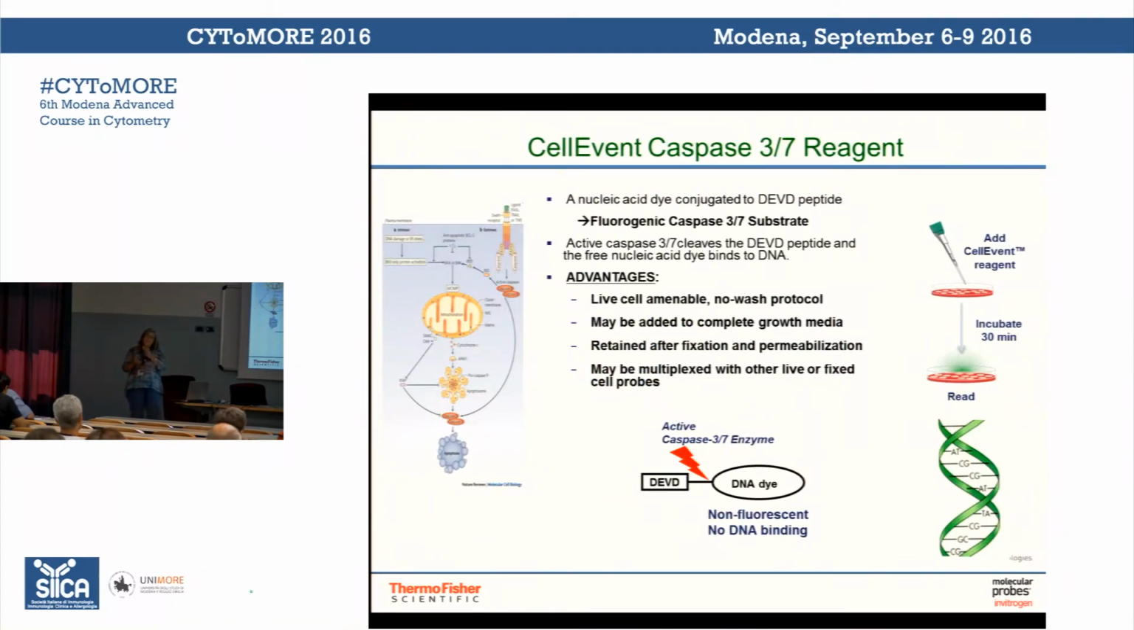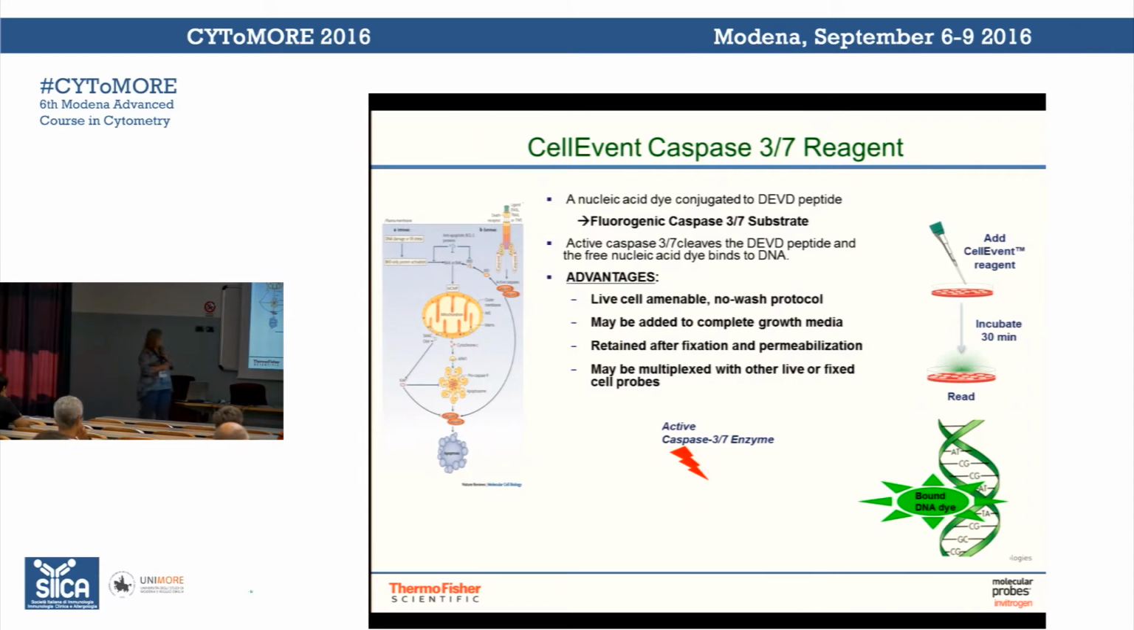Some of our newer caspase reagents are under the name CellEvent, and we have two different colors of the CellEvent caspase-3/7. This is actually a nucleic acid dye conjugated to a DEVD peptide. It's cell permeant, so it gets into the cell. If there is an active caspase present, it will cleave off the DEVD peptide. It will free up the nucleic acid dye, which will go to the nucleus, bind the DNA, and become very brightly fluorescent.